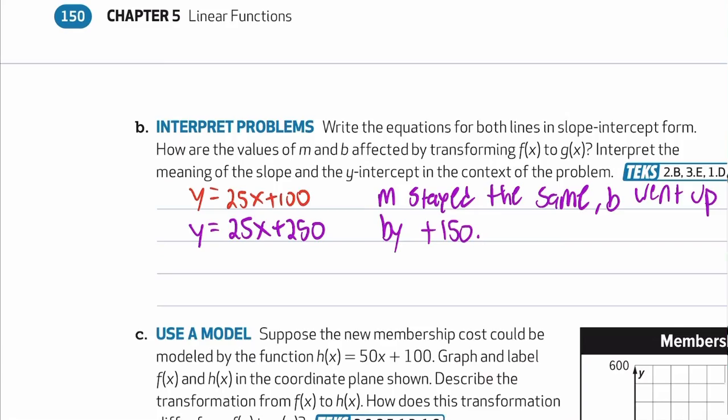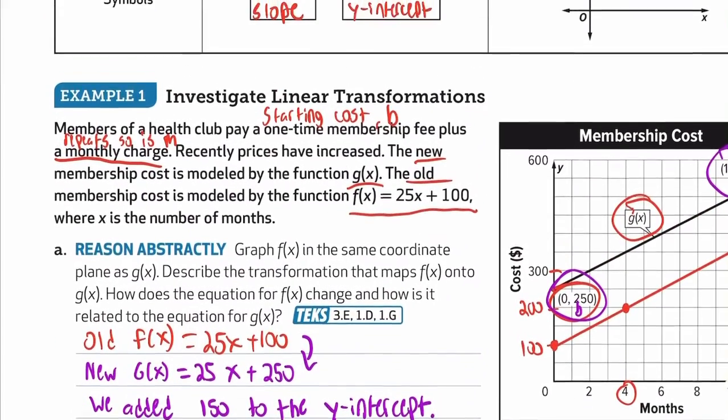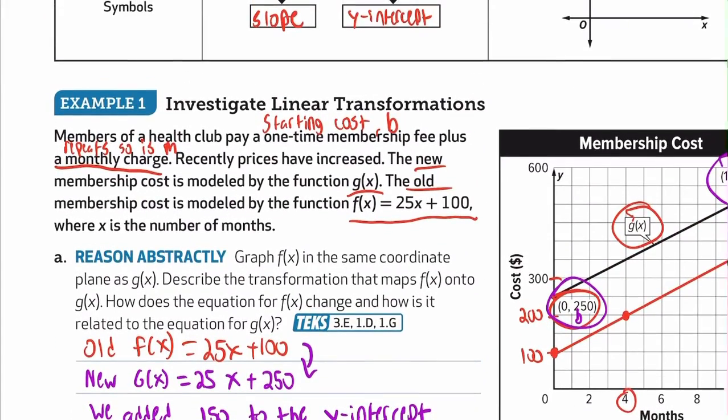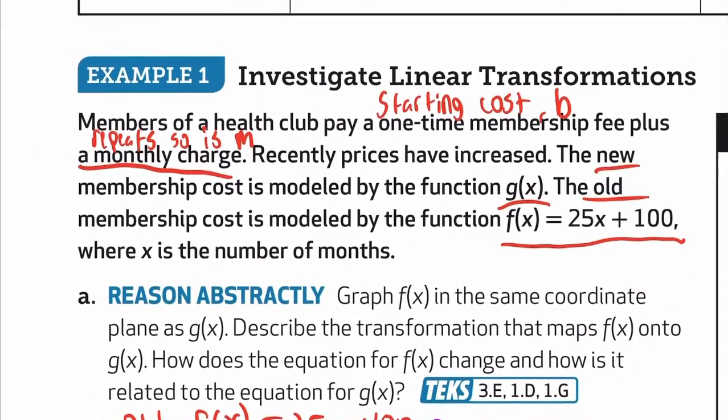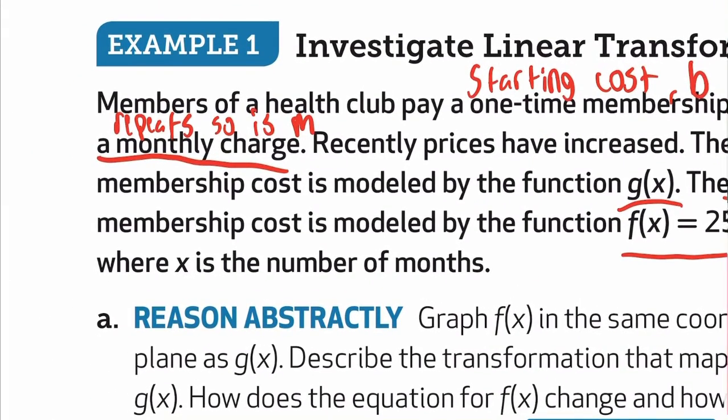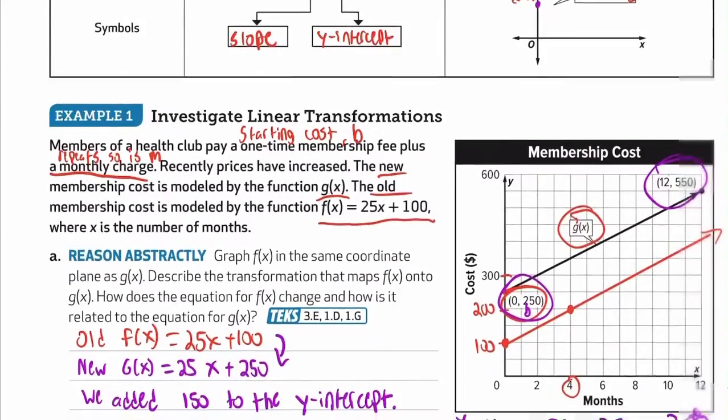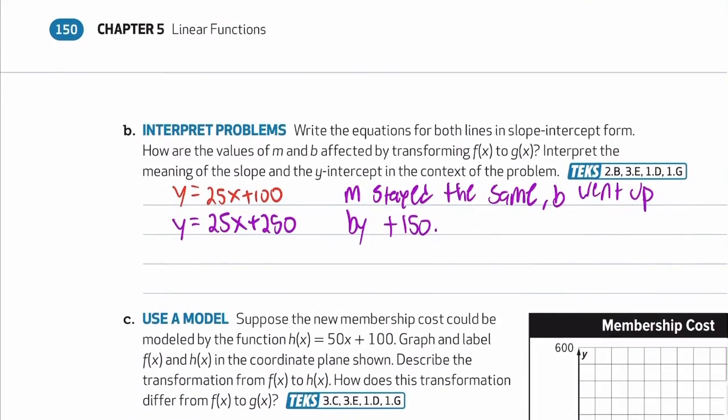25 meant something. And we labeled what it meant at the very start. M, the slope, is representing a monthly charge, which means that the $25 monthly charge stayed the same.